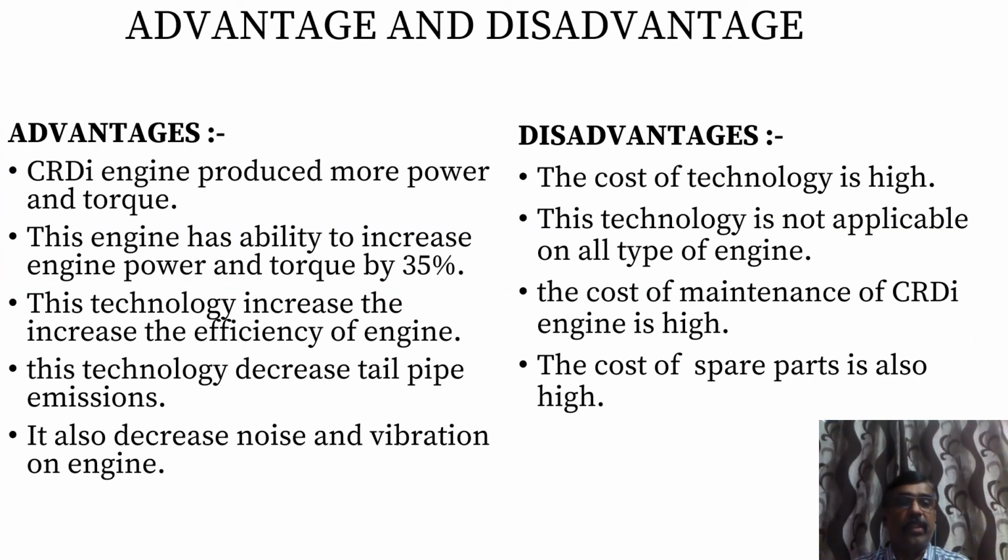Now, what are the advantages? CRD engines produce more power and torque. This engine has the ability to increase the engine power and torque by 35%. This technology increases the efficiency of an engine, so it decreases the tailpipe emissions. It also decreases the noise and vibration of the engine.